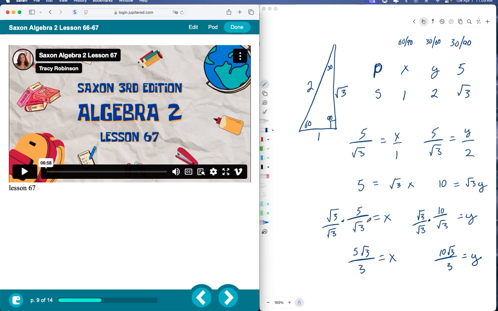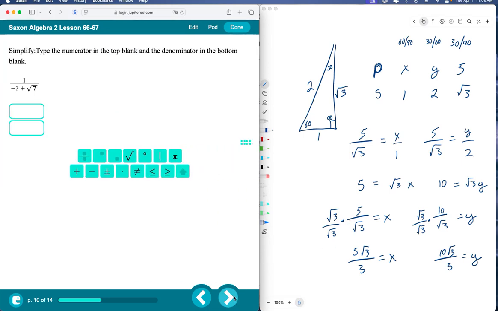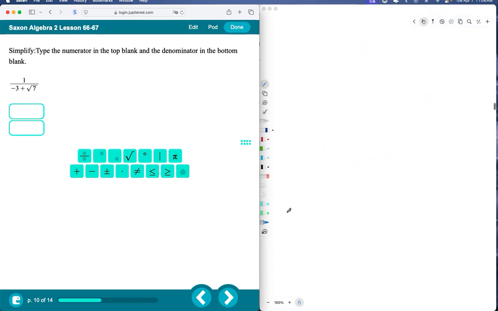When it is just a radical, we multiply by the radical. But if you have a square root number and another number with an operation in between them, we have to do what's called conjugating to get rid of it. So I will show you how to do that in this first problem. All right, so let me roll this up. We don't need this anymore.